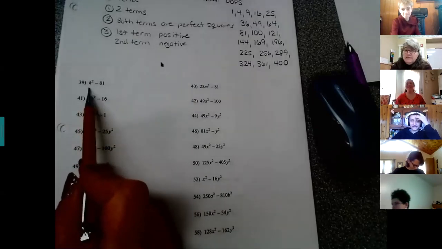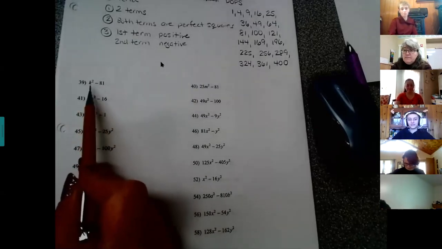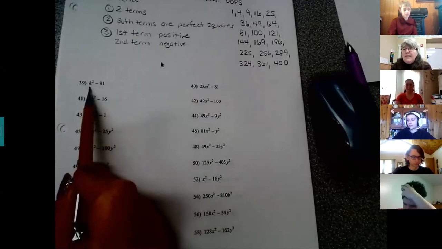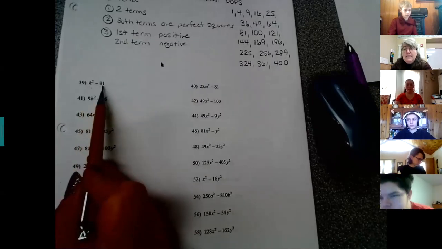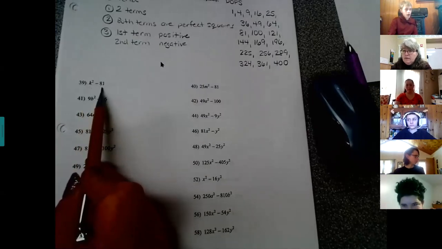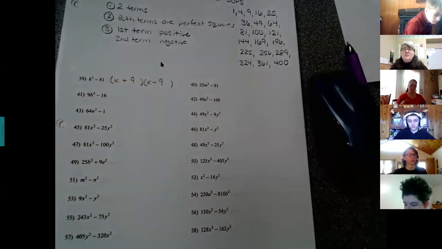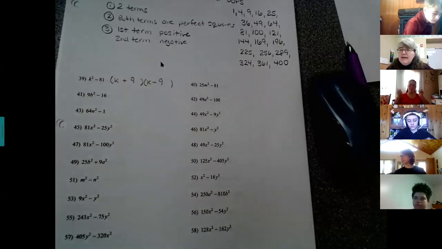Are there 2 pieces? Yes. Is k squared a square? Yep. Is 81 a square? Yes. So it would be 2 sets of parentheses of k. One would be k plus 9, and the other one would be k minus 9. You did this very well. Miss Harris, yes? K plus 9, k minus 9.